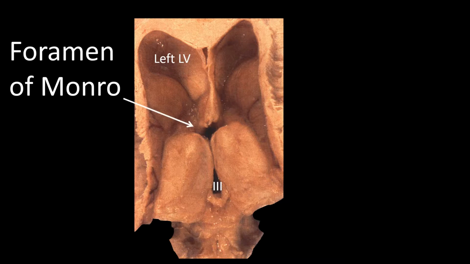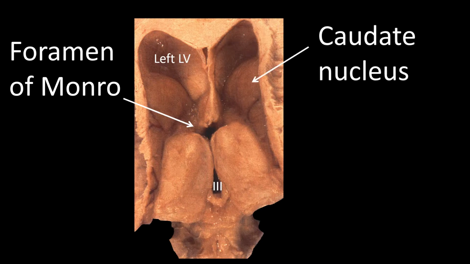This is a top view of the open lateral ventricles with minimal representation of the surrounding telencephalon. I have indicated the left lateral ventricle and the third ventricle, the left foramen of Monro, the bulge produced by the caudate nucleus, and the thalamus.